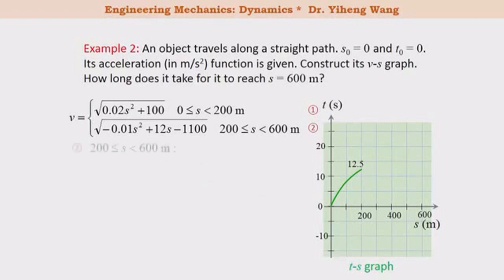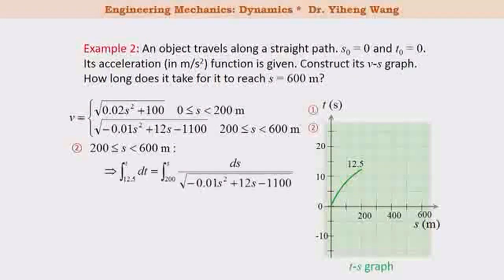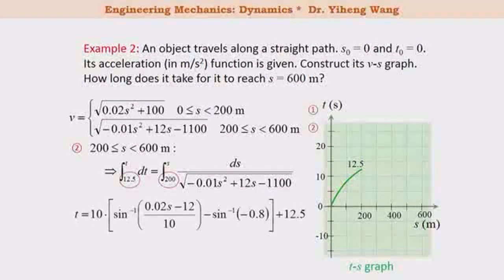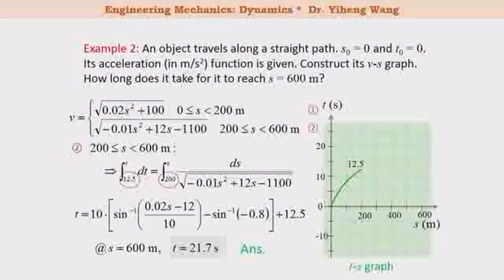And we do the same thing for the second part. Integrate. Once again, make sure you have the correct integration limits. And then now we get the second t-s equation. And from here, we can calculate that at s equals 600 meters, t equals 21.7 seconds. And that is actually the answer we're looking for. But we can still complete this graph.